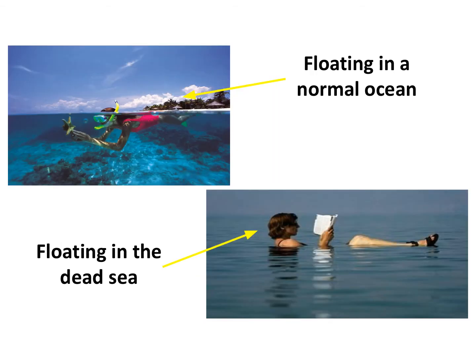So this kind of explains how our bodies are less dense than water, so that is why we float in a normal ocean. But when we are floating in the Dead Sea, you can see that this woman here is mostly above water, and that is because in the Dead Sea there's a ton of salt in that water, making that water super, super dense. So our bodies are less dense than that water, so we float.